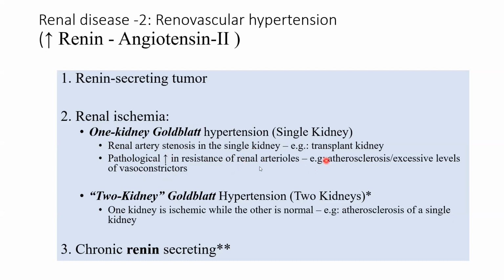So in this scenario, you have decreased the blood flow to this kidney, causing renal ischemia, causing more renin, more angiotensin, more hypertension.